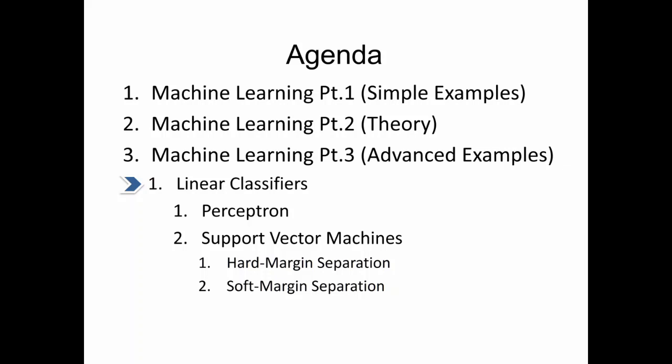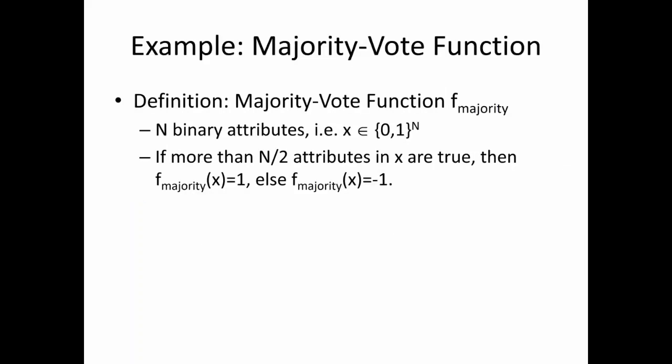But there's a simple example in which decision trees are not suitable, and that's the majority vote function. Suppose we want a function that returns 1 if the majority of our attributes are 1 and -1 otherwise. So we have n binary attributes, which means every example is a vector of n values, where each value is either 0 or 1. And if the majority of these xi's are 1, then the function should return 1 and -1 otherwise.